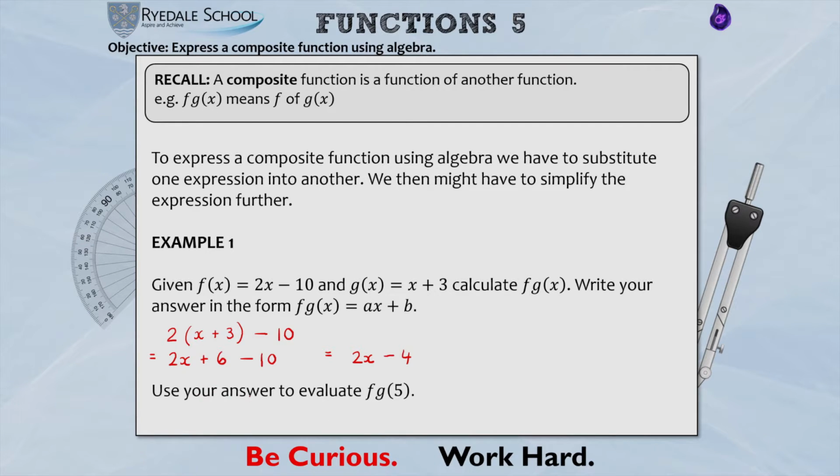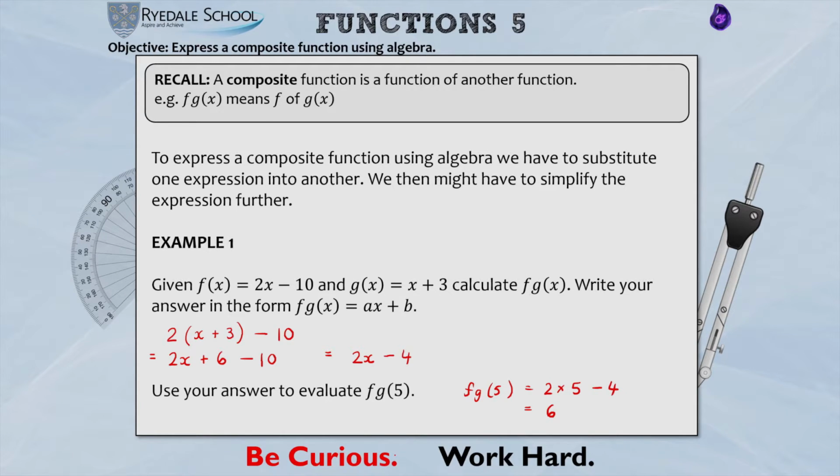It then says use your answer to evaluate fg of 5. So all we can do now is we don't have to do this separately. We can substitute into this expression straight away. So fg of 5 is 2 times 5, take away 4, which is 10 take away 4, which is 6.